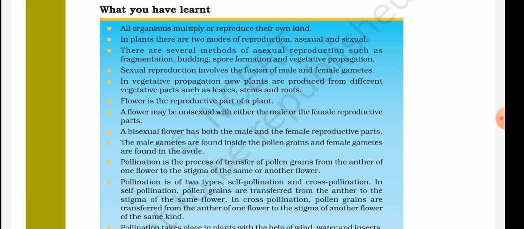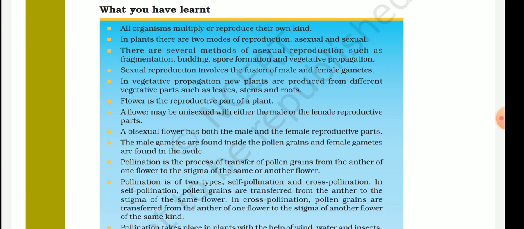Next, in plants there are two modes of reproduction, asexual and sexual. When we started the chapter, I told you about these two types of reproduction methods, asexual and sexual. Third, there are several methods of asexual reproduction. What are these? Fragmentation, budding, spore formation, and vegetative propagation. We have discussed all of these.